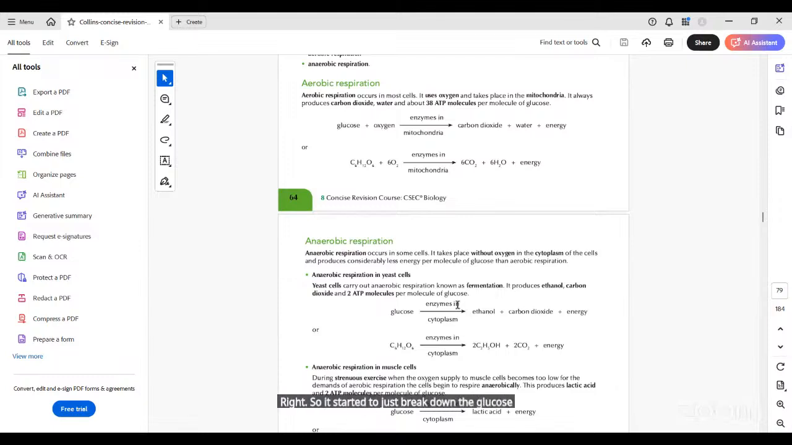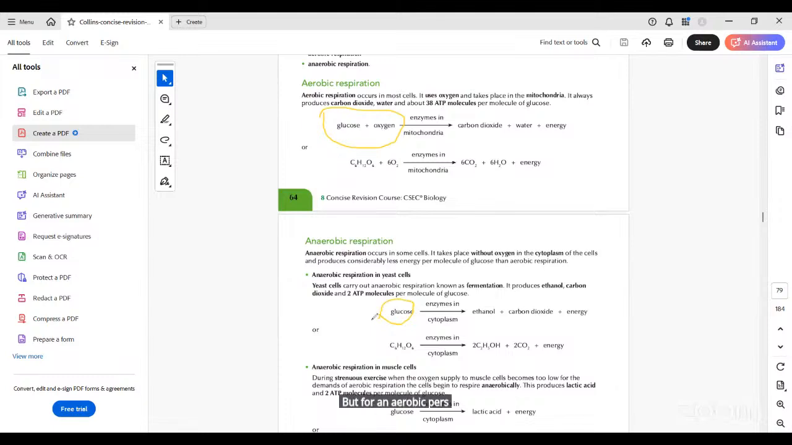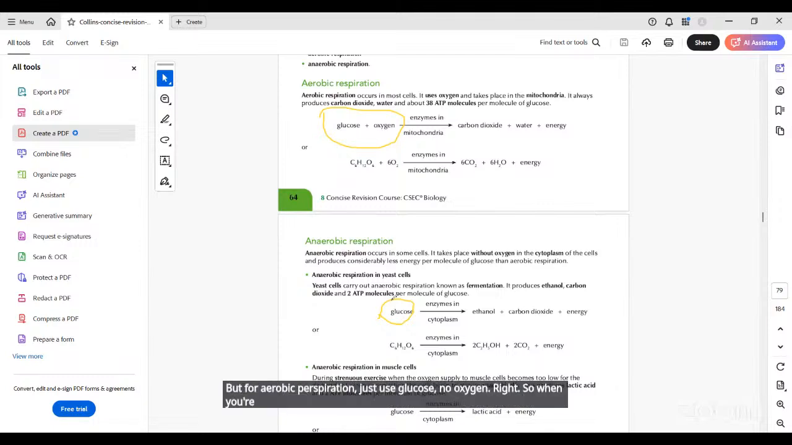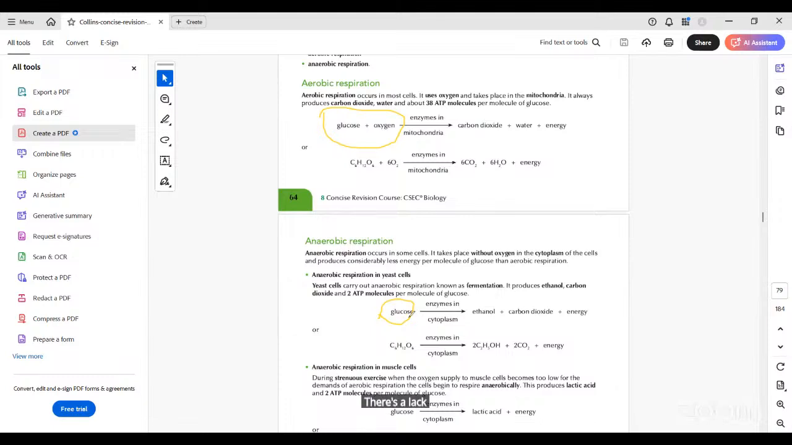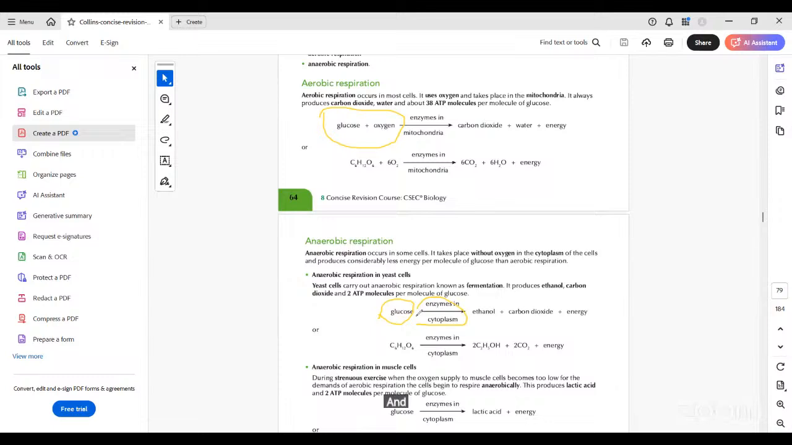Because we can see here, and let me just get the annotation here, aerobic respiration uses glucose and oxygen. But anaerobic respiration just uses glucose, no oxygen, right? So when you're going up the stairs, there's a lack of oxygen. So the body says, we don't have the oxygen, so let's create some energy on our own. It uses the glucose and the enzymes in the cytoplasm.